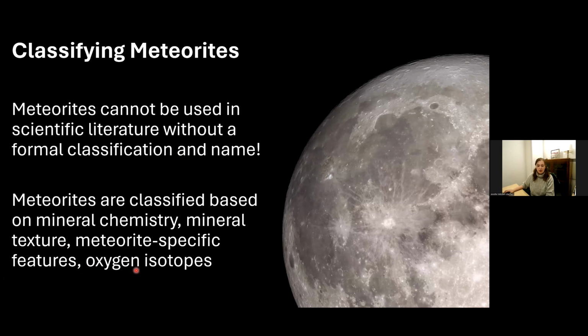So every part of the solar system will have a distinct oxygen isotope reservoir. We can use that to work out where they come from. So we can tell the difference between meteorites from Mars, meteorites from the Moon, meteorites from Vesta, different types of chondrites, all through oxygen isotopes.